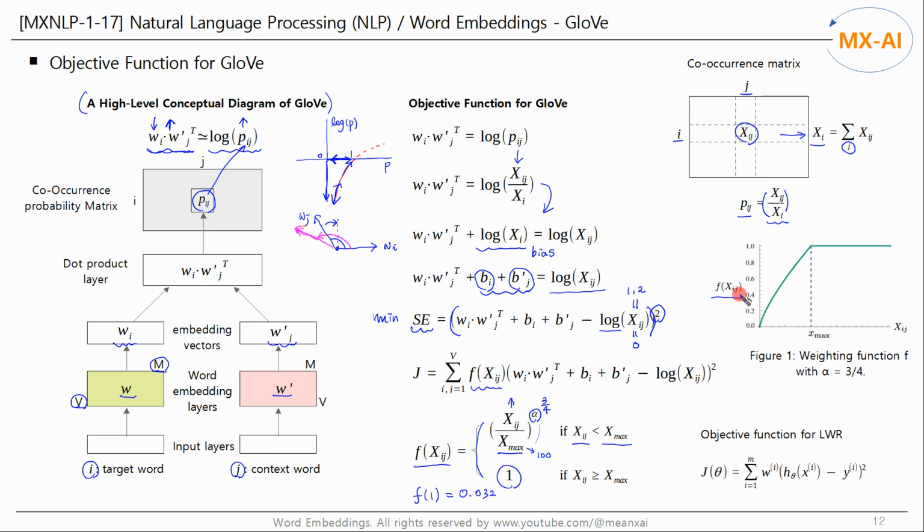The graph on the right illustrates this behavior. The horizontal axis represents the co-occurrence count, and the vertical axis represents the weight assigned by the function. Notice that the weight increases smoothly for small co-occurrence counts and then gradually levels off. Once the count reaches xmax, the weight remains fixed at 1. This simple weighting strategy is one of the key ideas behind the GloVe model.